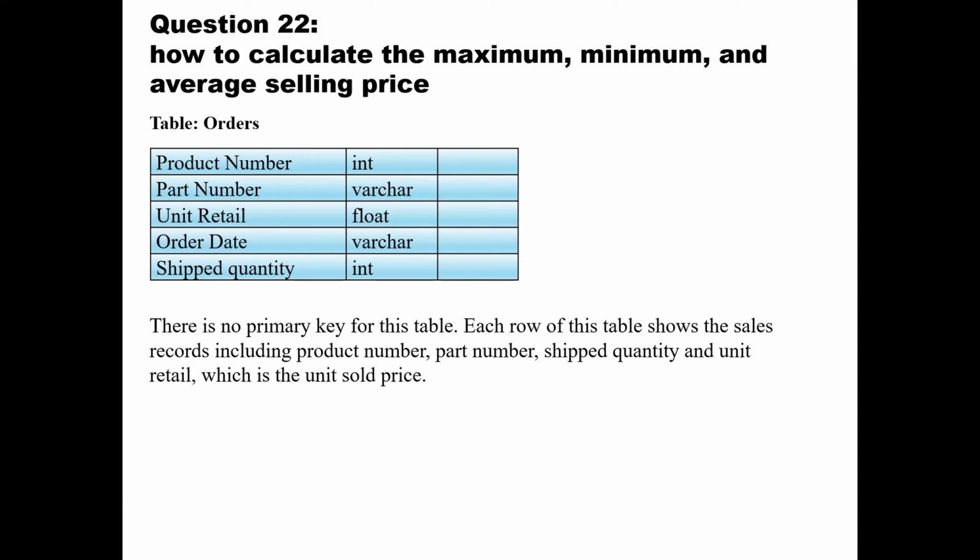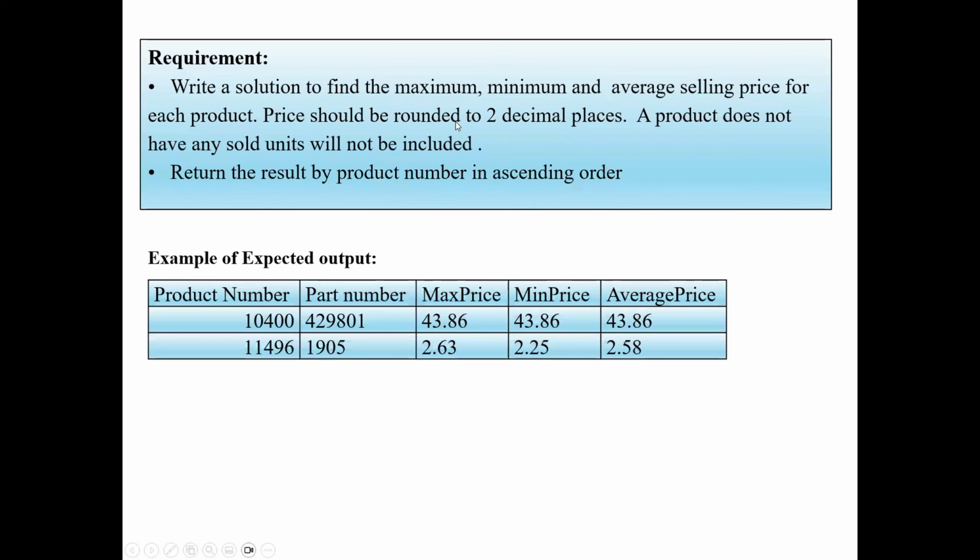We're working with a table called orders, which includes product number, the unique product code, part number, a part-specific identifier, unit retail, the price per unit sold, shipped quantity, how many units were sold, order date, the date of the transaction. Our goal is to find the maximum, minimum, and average selling price for each product. Round the average price to 2 decimal places. Exclude any products that haven't been sold, that is, where shipped quantity equals 0. The output should look something like this.